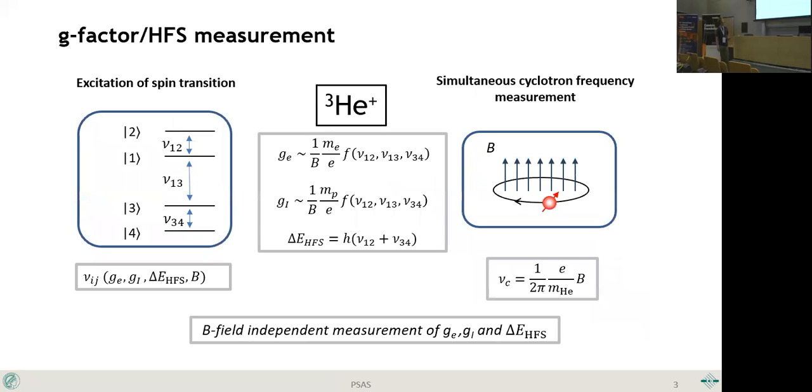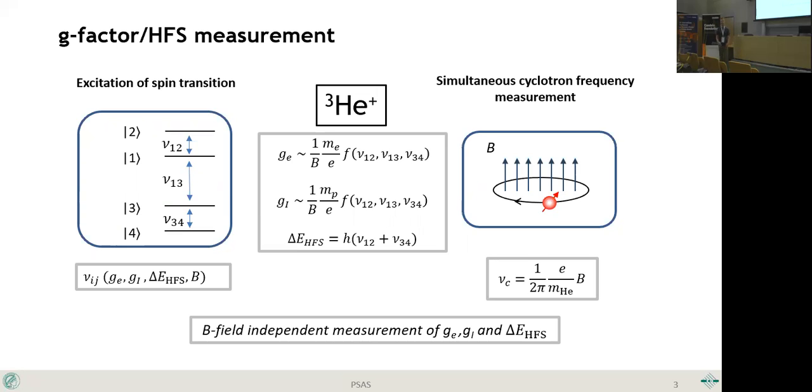Okay. So how do we do g-factor measurements? Or here now the hyperfine structure measurement. So you have a level diagram again. These transition frequencies are functions of the 3 parameters and the magnetic field. So in order to extract these parameters from the measurements, you need to know your magnetic field to a high accuracy. And you do that by simultaneously measuring a cyclotron frequency.